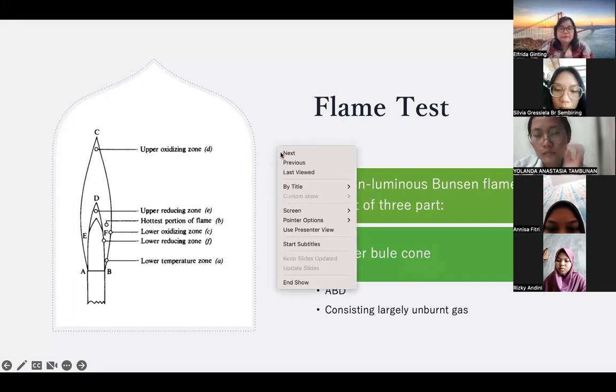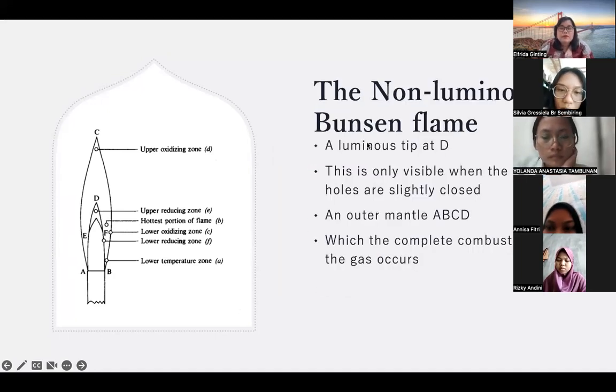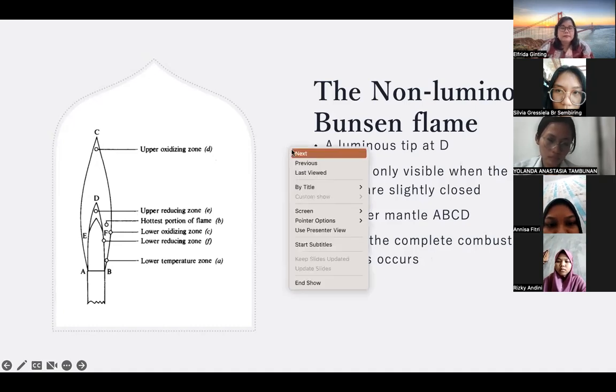And then we also have a luminous tip, D. And then we also have A, B, C, D, and this A, B, C, D is the outer part of the flame. In this part, the complete combustion of gas occurs. This is where the complete combustion of gas occurs.